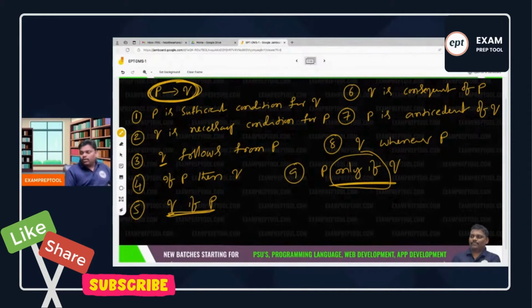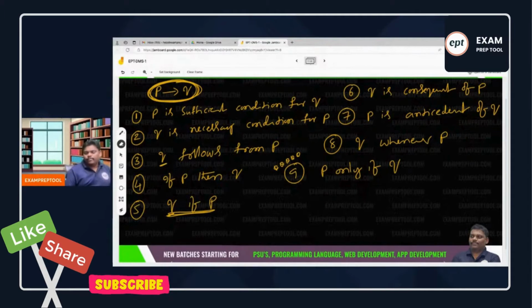See, the fifth one and ninth one look like reverses. Please be careful. But here it is only there. What is the meaning, I am also going to explain. So remember, don't confuse this. I am going to explain. It is not P only if. It is not if only if.